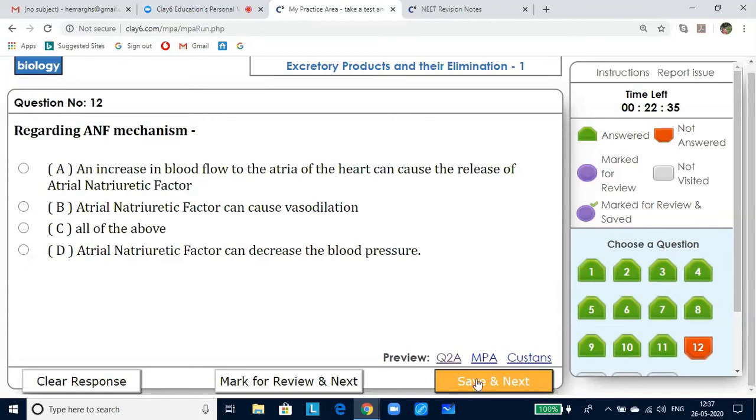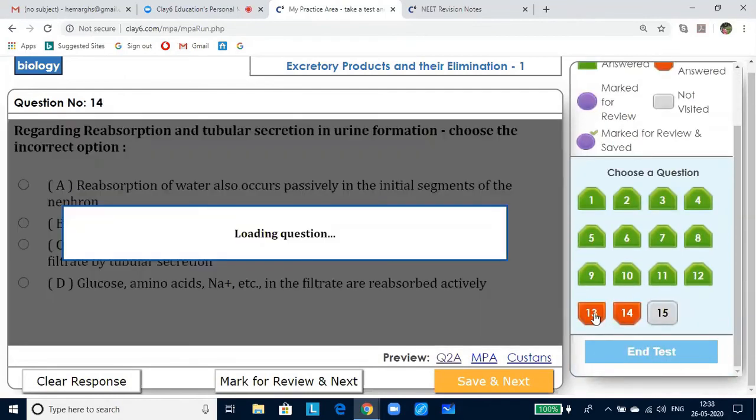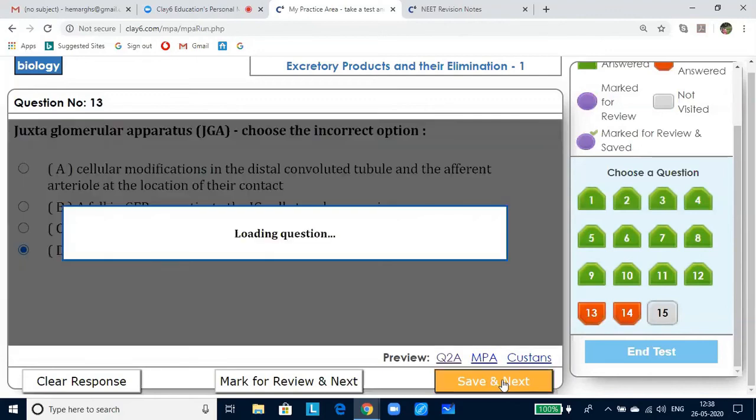Regarding ANF mechanism, so here all of the above are correct regarding ANF mechanism. Yeah, it has gone to 13th question. JGA, that is juxtaglomerular apparatus, choose the incorrect option. So none of the above, all are correct here.